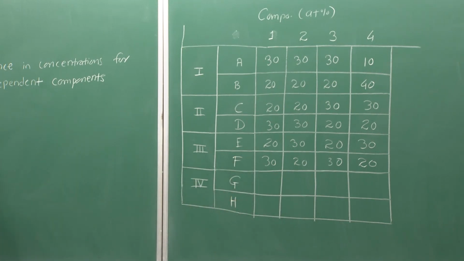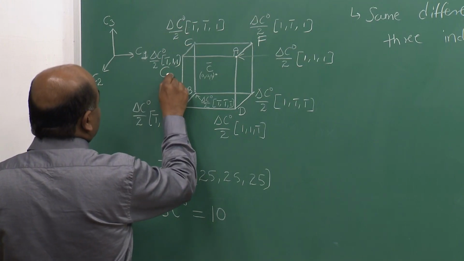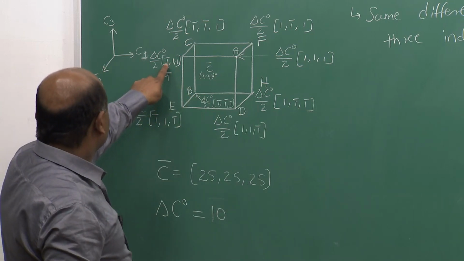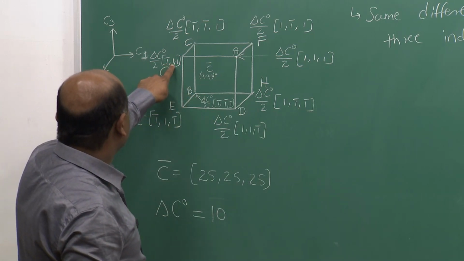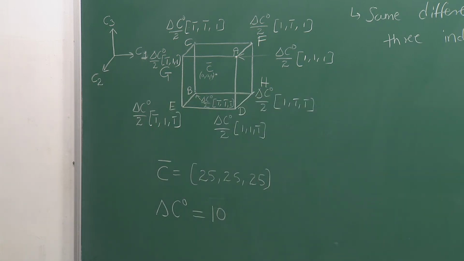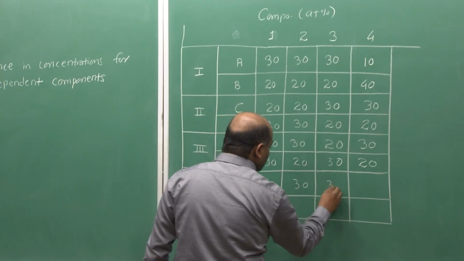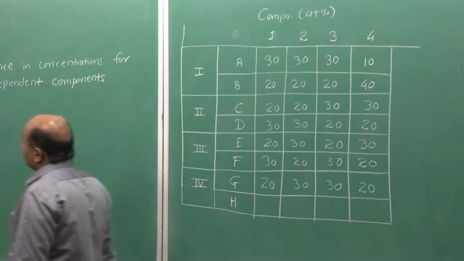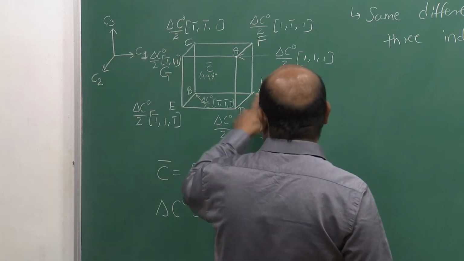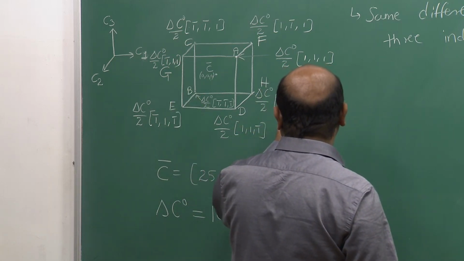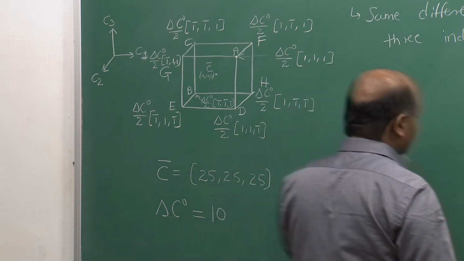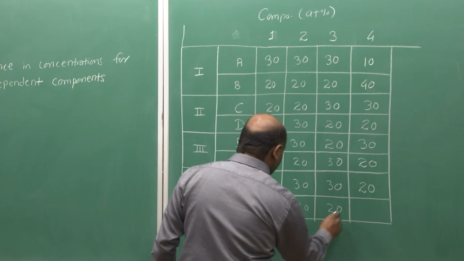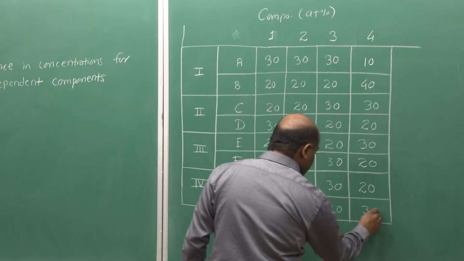Let us denote the fourth body diagonal, this as G, this as H. So, G is -5 5 5. So, 20 30 30. So, the remaining is 20, and H is 5 -5 -5. So, 30 20 20. This will be 30.